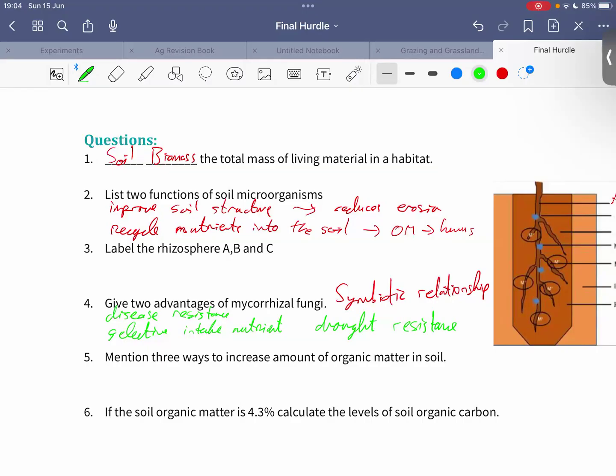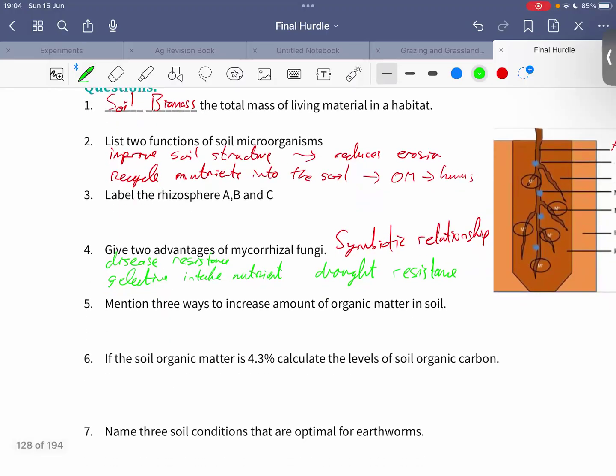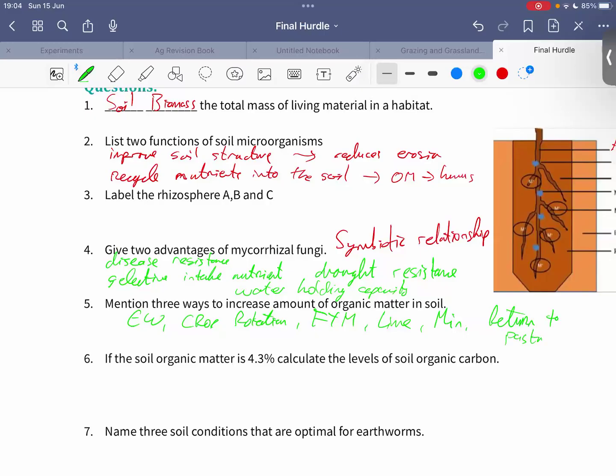Mention three ways to increase our organic matter in our soil. Water holding capacity. Lovely. Right. Increase the amount of organic matter in our soil. Have earthworms. Crop rotation. Farmyard manure. We could say lime. Yeah, I like that one. Spreading lime. Min-till and return to pasture or return to grassland.